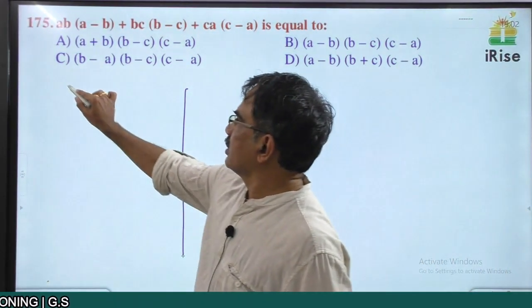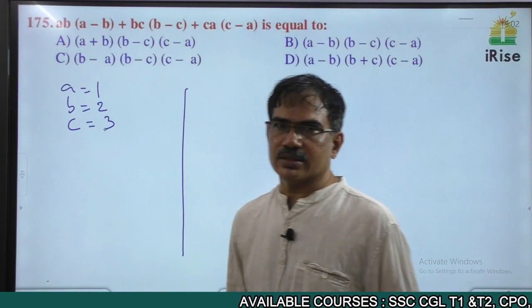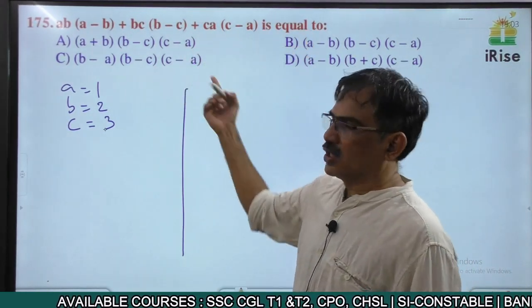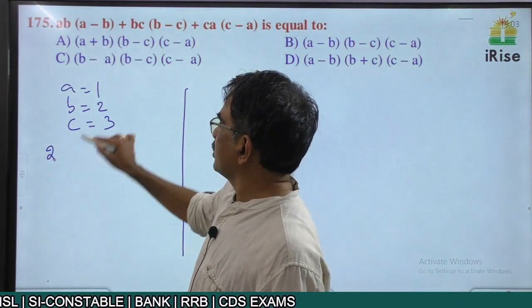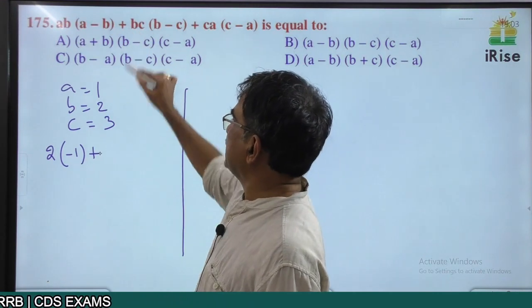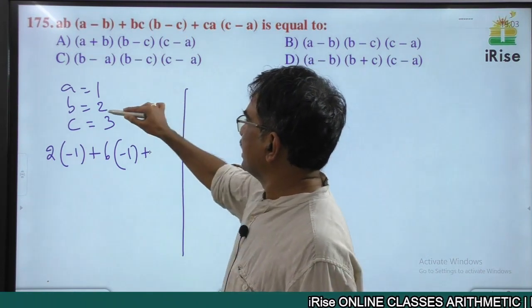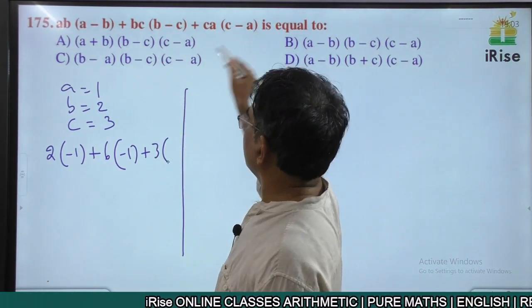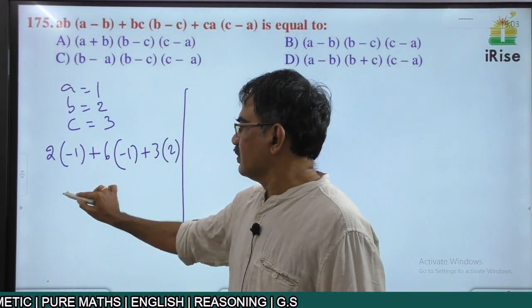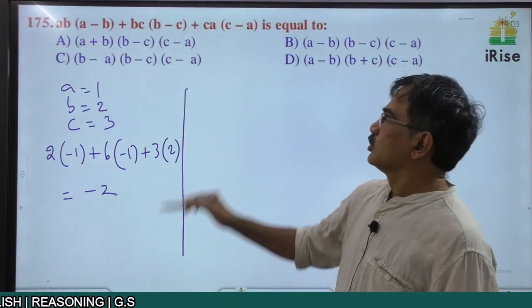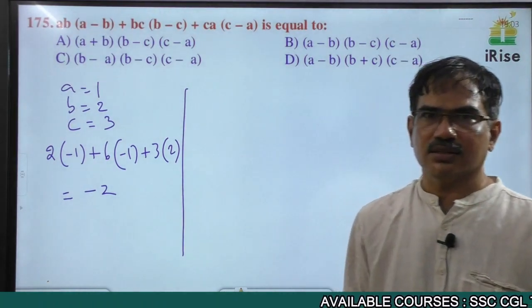See, I want to consider A equal to 1, B equal to 2, C equal to 3 in this case. So what is the question value? What about the option values? AB is 2 into A minus B, minus 1, plus BC is 6 into B minus C, minus 1, plus CA is 3 into C minus A, 3 minus 1 is 2. Here the 6 cancels, and the value is minus 2. So the question value is minus 2, and which option has the same minus 2 as the answer?